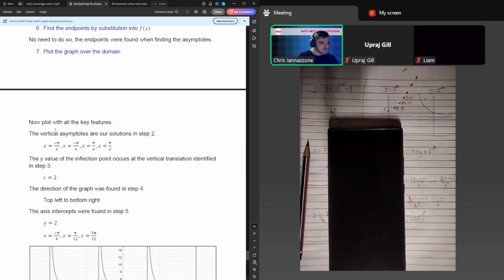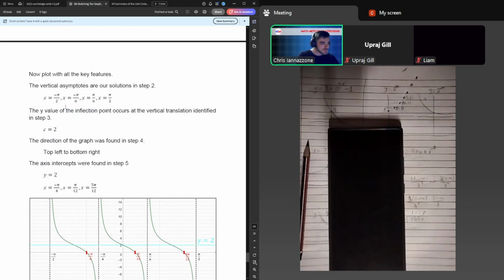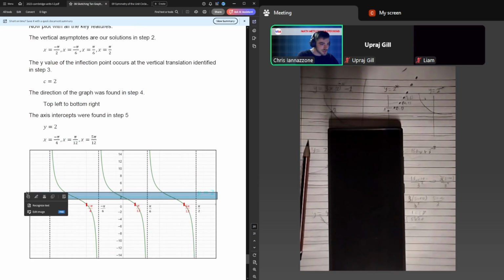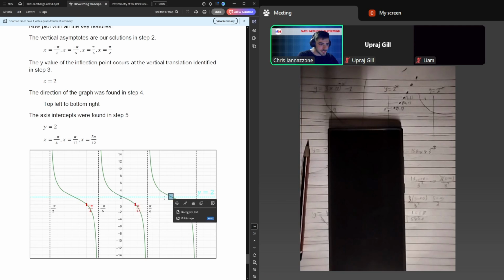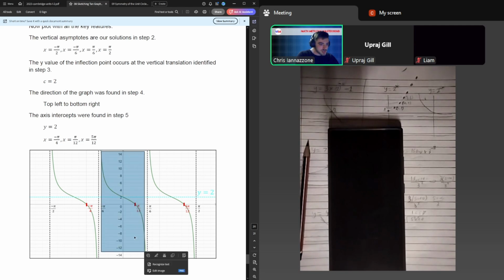But anyway, here's just a quick summary of what we did. We found vertical asymptotes. That was these. That was step 2. We know where our inflection point is. That's this one here. So you can see it inflects every single time at that spot. And we know that it's going to go from top left down to bottom right because it's a negative, just like a negative cubic would.